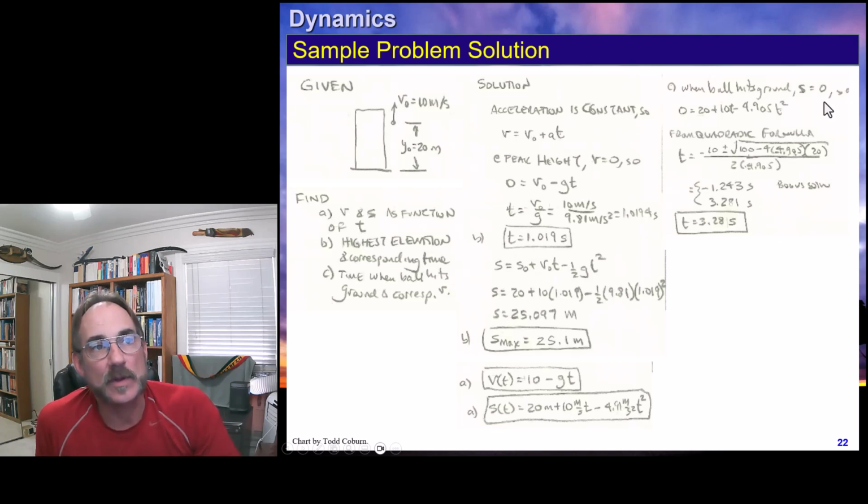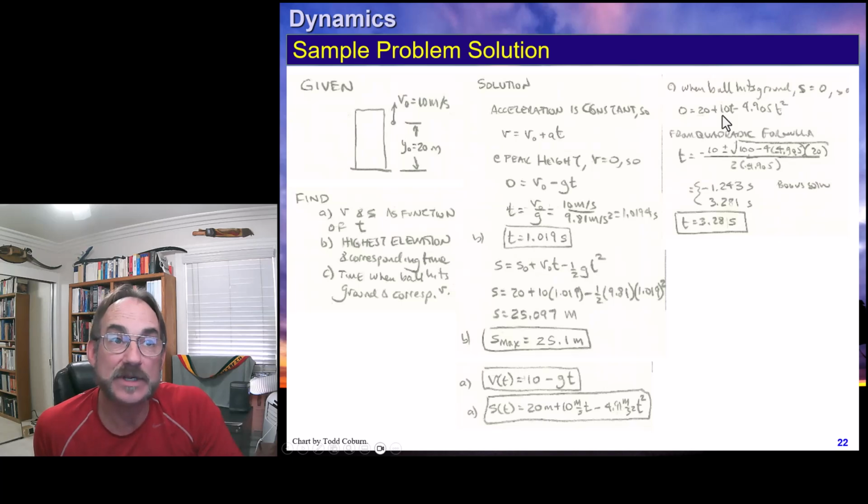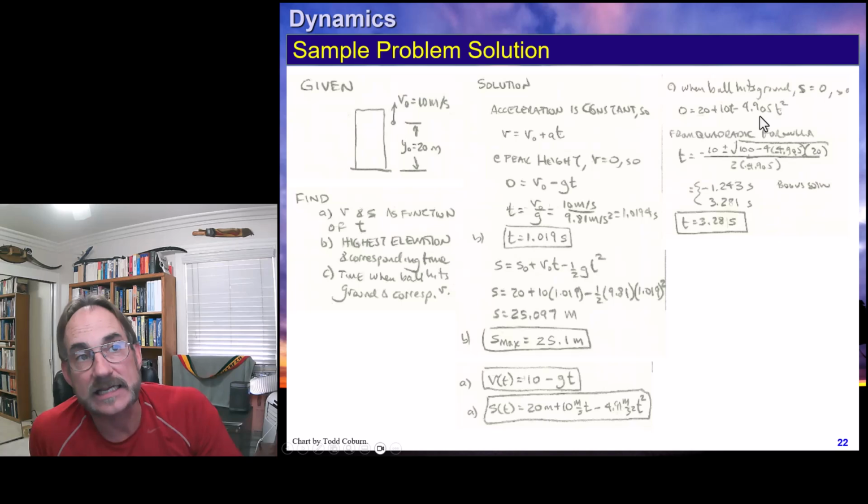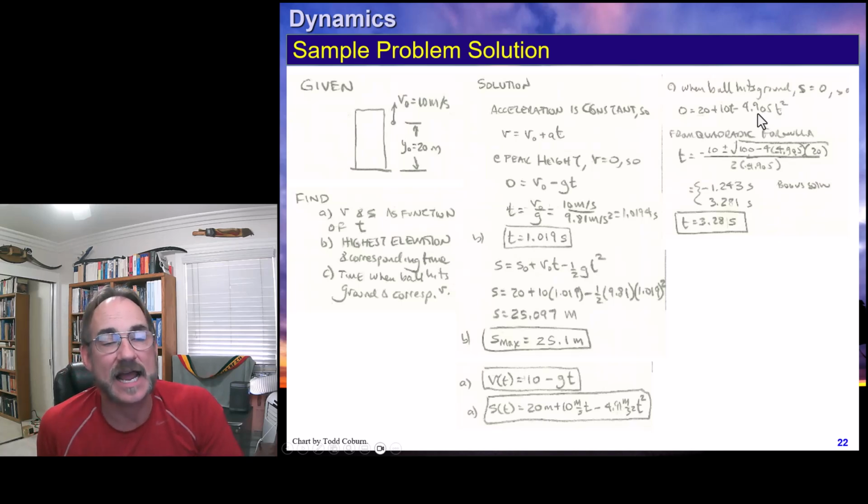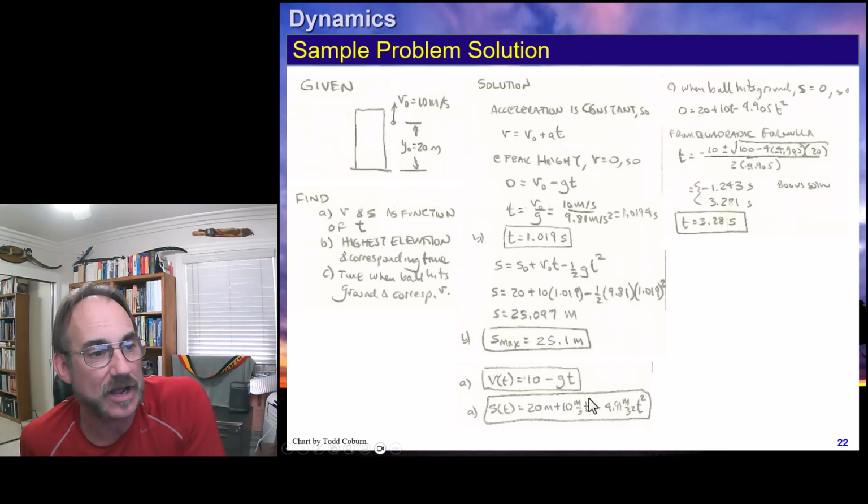And now when the ball hits the ground, we're going to use this last equation again, S equals V0t minus 1/2 gt squared. We know the final S is 0. The initial S was 20. The initial speed was 10. We don't know the time when it hits. Our acceleration is constant, 9.81 down, but now we've got that 1/2 thing.